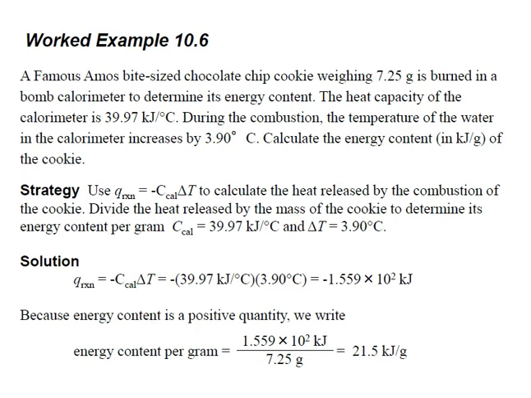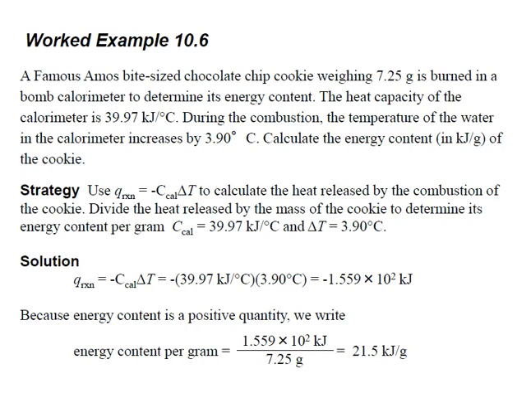Anyway, a famous Amos bite-sized chocolate chip cookie, weighing 7.25 grams, is burned in a bomb calorimeter to determine its energy content. The heat capacity of the calorimeter is 39.97 kilojoules per degree Celsius. During the combustion, the temperature of the water in the calorimeter increases by 3.9 degrees Celsius. Calculate the energy content, and that needs to be in kilojoules per gram of the cookie. Very similar to the last problem that we worked.